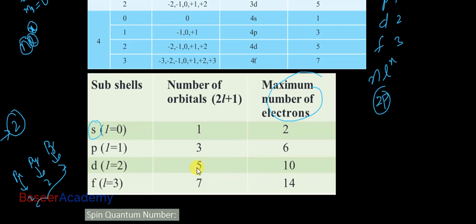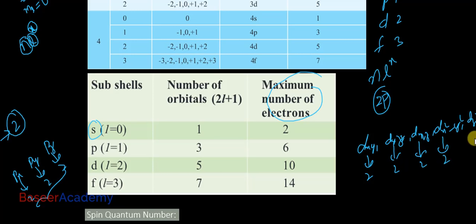The d subshell has 5 orbitals: dxy, dyz, dxz, dx square minus y square, and dz square. Each orbital will have a maximum of 2 electrons. 2 plus 2 is 4, 4 plus 2 is 6, 6 plus 2 is 8, 8 plus 2 is 10. So d will have a maximum of 10 electrons.